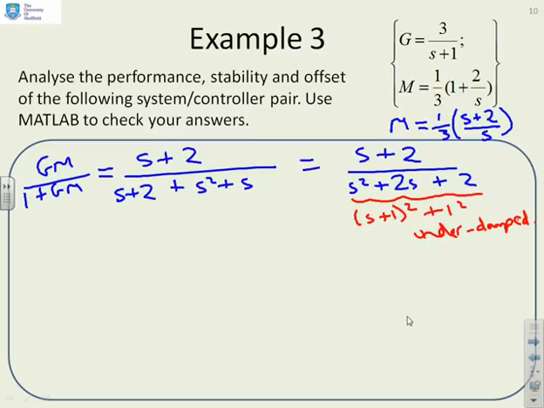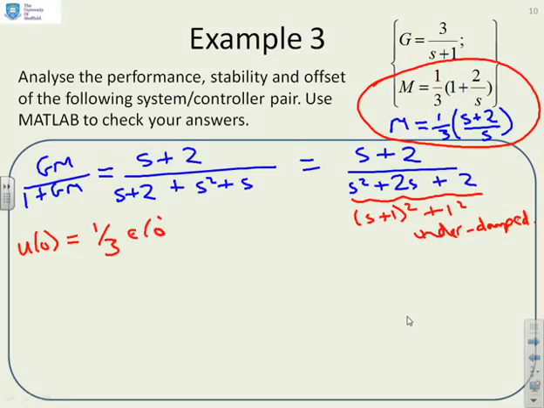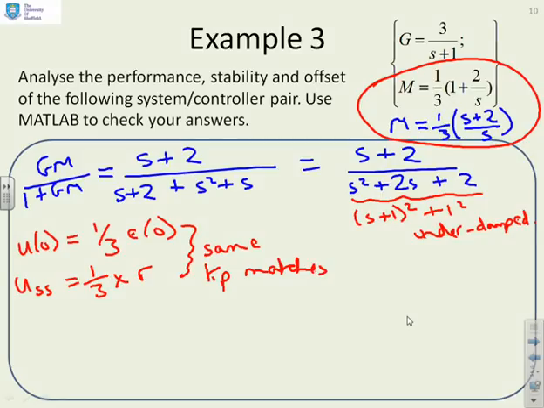Now again, we'll try and understand why it is under-damped, what's gone wrong with this compensator. So let's explore. First of all, U of 0 is going to be a third times E of 0, because you can see the KP is a third. U steady state is going to be a third times R, and so what you notice is these two are essentially the same. So it's telling us that KP matches the heuristic design.